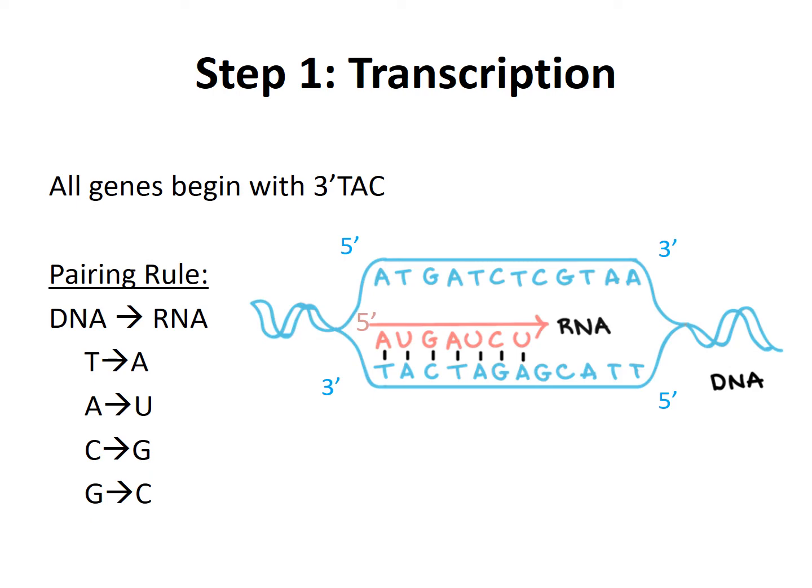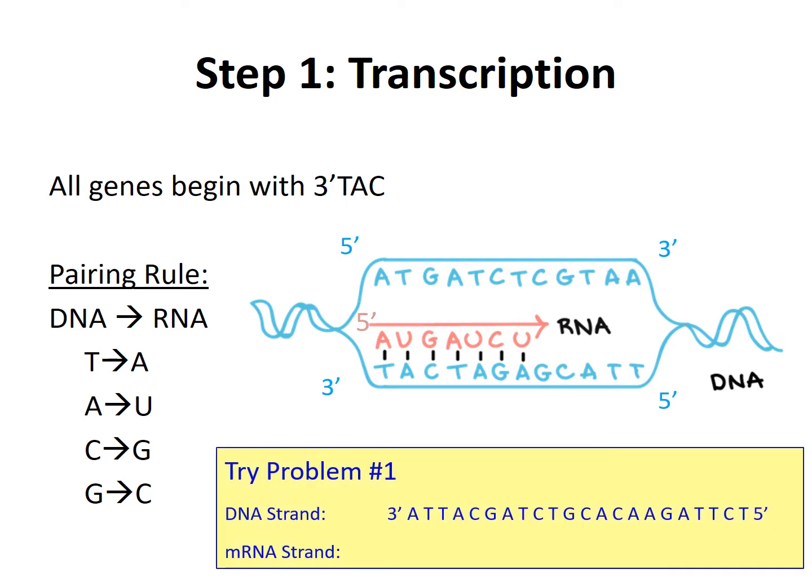If you see on the DNA a T, the RNA polymerase lays across from it the complementary nucleotide base. So a T's complement is an A. If we see an A on the DNA, the complementary RNA nucleotide base is a U. C's pair with G's, G's pair with C's.